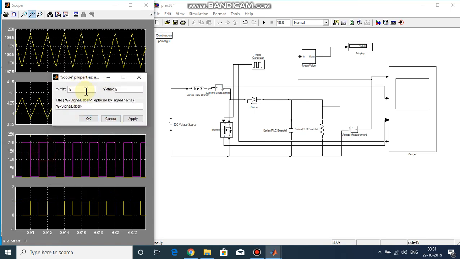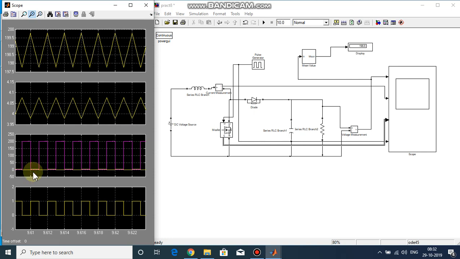In the axis properties, if we go from -10 to around 50, that is fine. Okay, now this is much more visible. The graph in yellow is the current, while the graph in pink is the voltage across the MOSFET. The voltage across the MOSFET goes up to 200 volts. It is because of the output voltage.